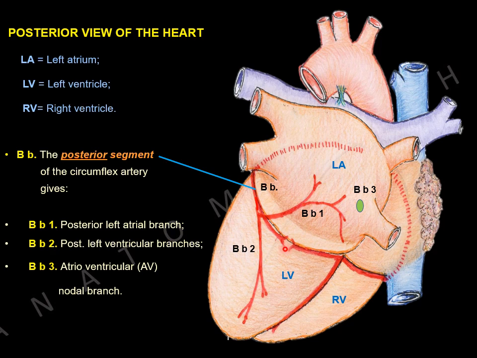What are the branches from the posterior or second segment of the circumflex artery? Very first one is posterior left atrial branch. This is the posterior left atrial branch supplying the back of the left atrium. Next is posterior left ventricular branches. This is the posterior left ventricular branches supplying the back of the left ventricle. The third is atrioventricular AV nodal branches, which is coming from here and supplying the AV node here at the back of the heart.